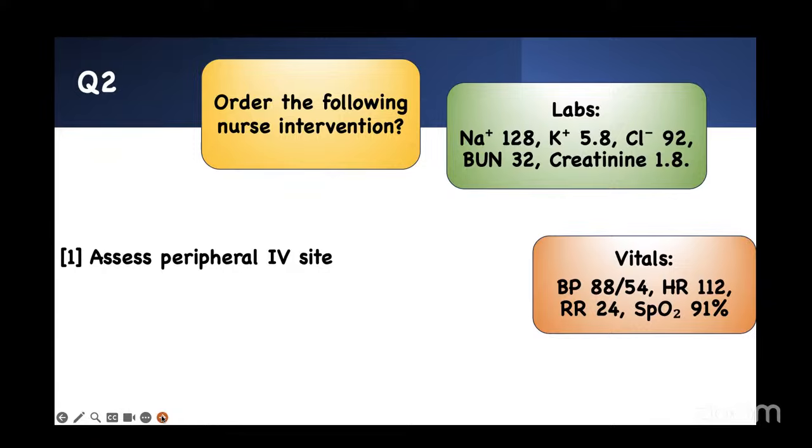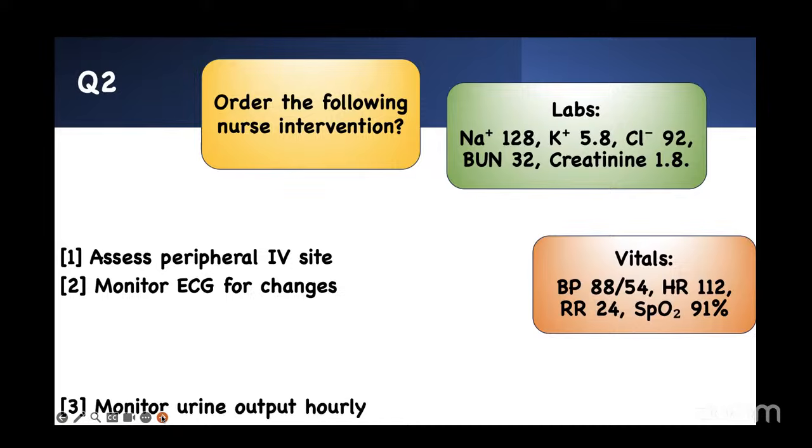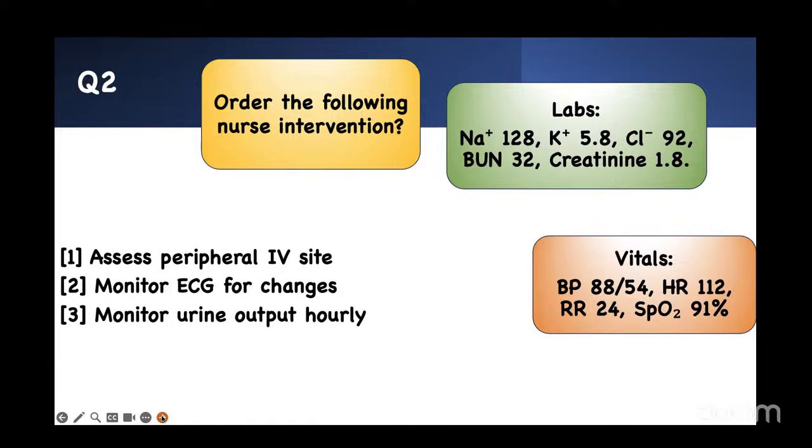Do you assess peripheral IV first? Do you monitor the client for EKG changes? Do you monitor urine output hourly? And do you notify the healthcare provider about the potassium? If you have to order this step, which one would you do first? Is prioritization. Patient has just shortness of breath. Patient is hypotensive. You have hyperkalemia. And if you have to do this, what would you do?